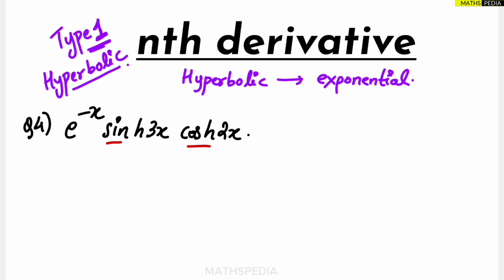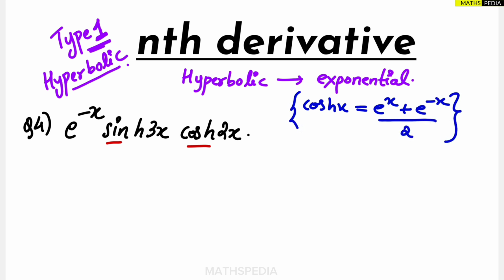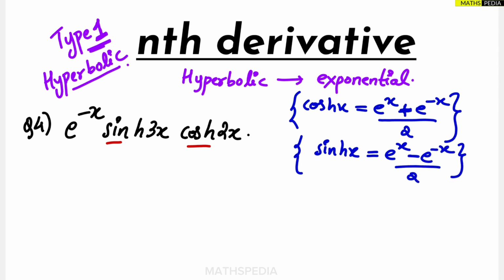We have to remember that cos hyperbolic function is equal to e power x plus e power minus x divided by 2. This is one formula for cos hyperbolic function. What about sine? Sine hyperbolic function is equal to e power x minus e power minus x by 2. So the only change is that in place of plus, minus will come. That's it. So we have to change sine and cos.